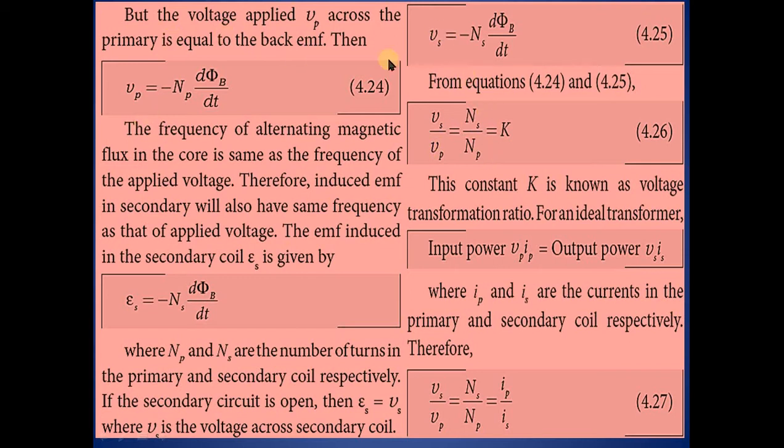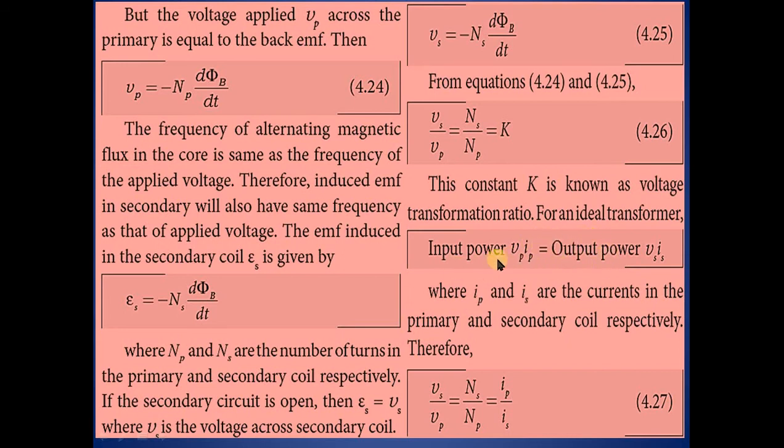So dividing these two equations, d phi B divided by dt cancels out. So the remaining term is Ns divided by Np is equal to K. This constant K is known as voltage transformation ratio for an ideal transformer. This is a very important formula for your 2-mark question as well as the objective type question.